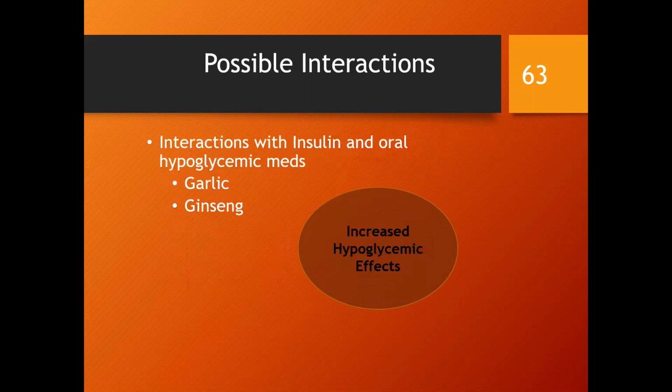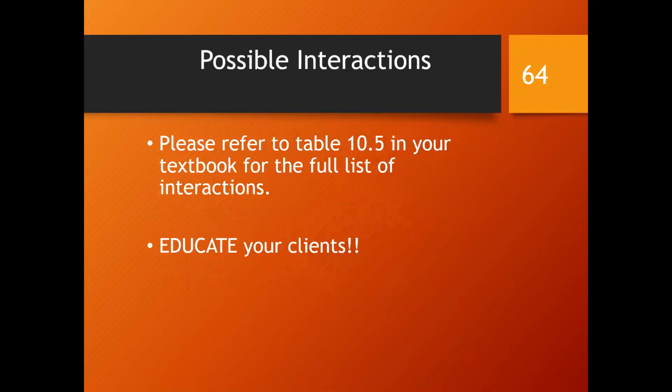Interactions with insulin and oral hypoglycemic meds. Garlic and ginseng can bring the blood sugar down too far. That would be an issue, obviously, because you have hypoglycemic effects. Make sure you look at table 10.5 in your textbook for the full list of interactions. And educate your clients. Don't pass judgment, but provide that education for them. Even though they may be on a lot of herbal medications, make sure they understand that this medication may be interacting with this. I just want to make you aware of that, things like that.